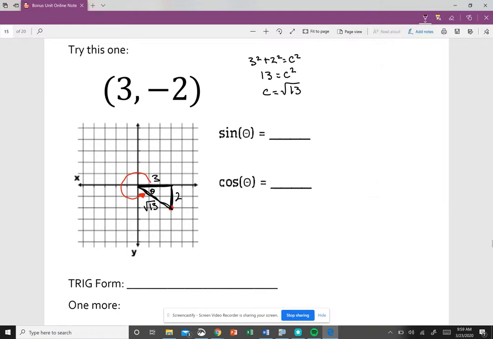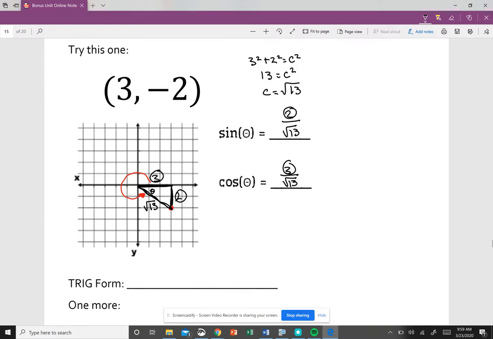All right, so if we're going to do sine, that's going to be 2 over square root 13. And then my cosine is going to be 3 over square root 13. Notice that the 3 is coming from the x, so my cosine relates to my x. The 2 is coming from my y, so my sine relates to my y.